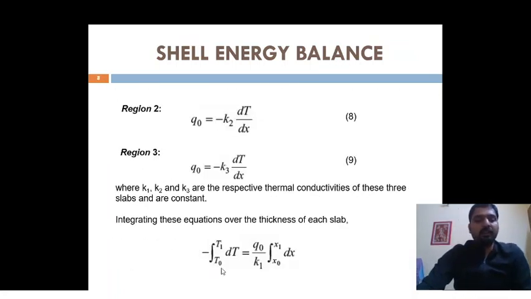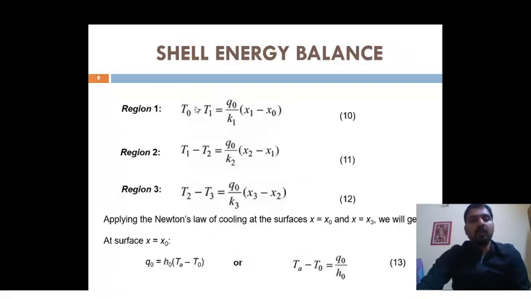Now we integrate region-wise. First, we simplify the equation by putting the temperature term on one side and the other terms on the other side. So dT is equal to q naught upon k1 times dx, where these two terms are constant, so the only dependent term is dx, and we put limits with respect to the direction. At surface x equal to x naught, the temperature is T naught. For surface x1, the temperature is T1. So by integrating, we get T naught minus T1 is equal to q naught upon k1 times (x1 minus x naught).